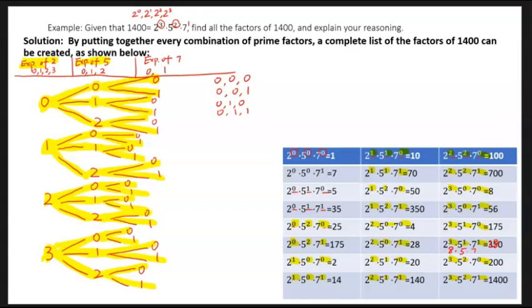And so this way, all the numbers we get should be all the factors that can go into 1400, of which we have 24. So 1 goes in, the 7, the 5, 35, and so on.